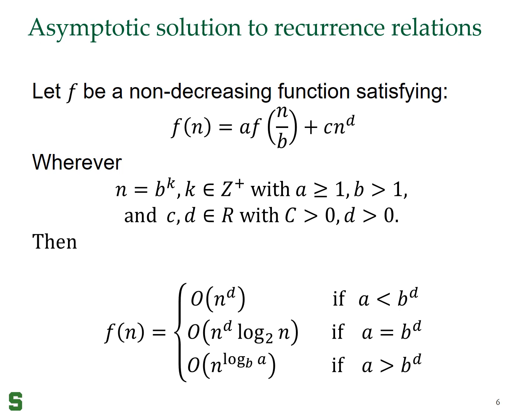We can use the equation on this slide to solve recurrence relations like merge sort or binary search. So here we have f as a non-decreasing function that satisfies the following property. F of n is a times f of n divided by b plus c times n to the power d. We have some constraints. a has to be greater than or equal to 1, b has to be strictly greater than 1. That way this f of n divided by b eventually will keep getting smaller and smaller. We want c to be greater than 0, d to be greater than 0.